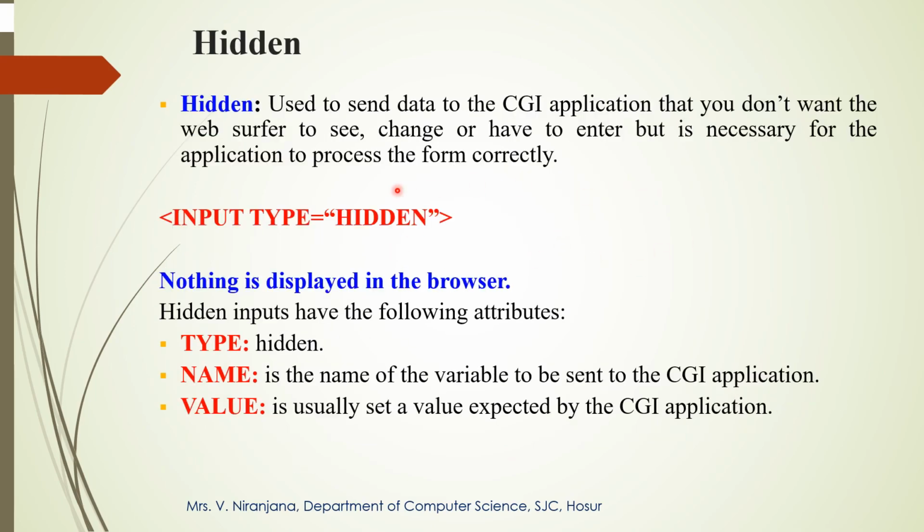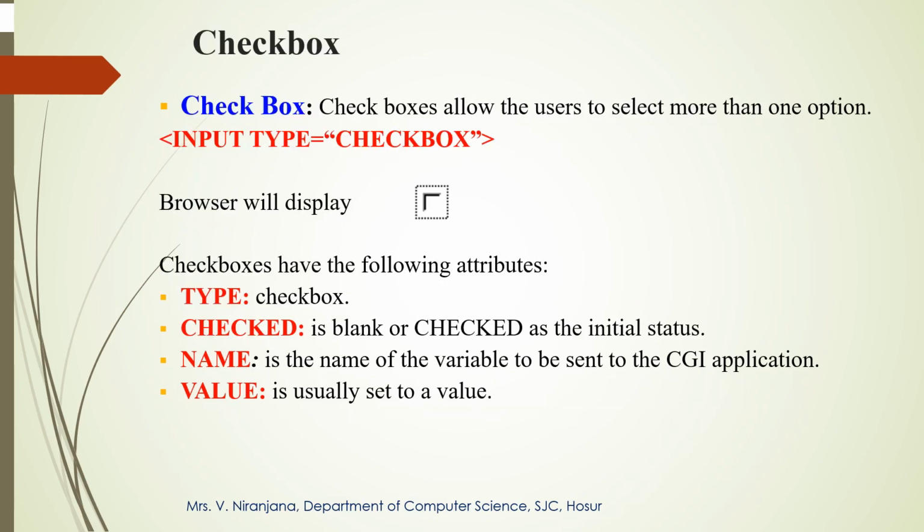The next type is hidden. Here nothing will be displayed on the browser. When you give input type equal to hidden, nothing will be displayed. A blank area will be created on the form. Now the next element is the checkbox.